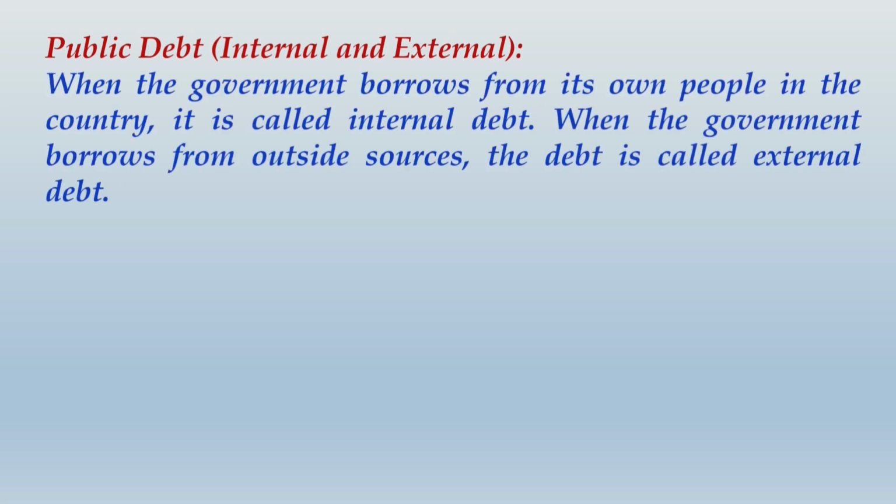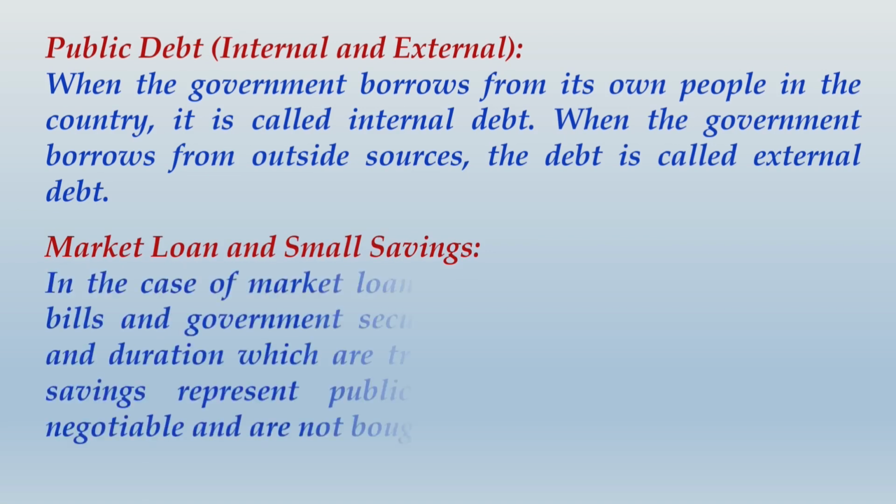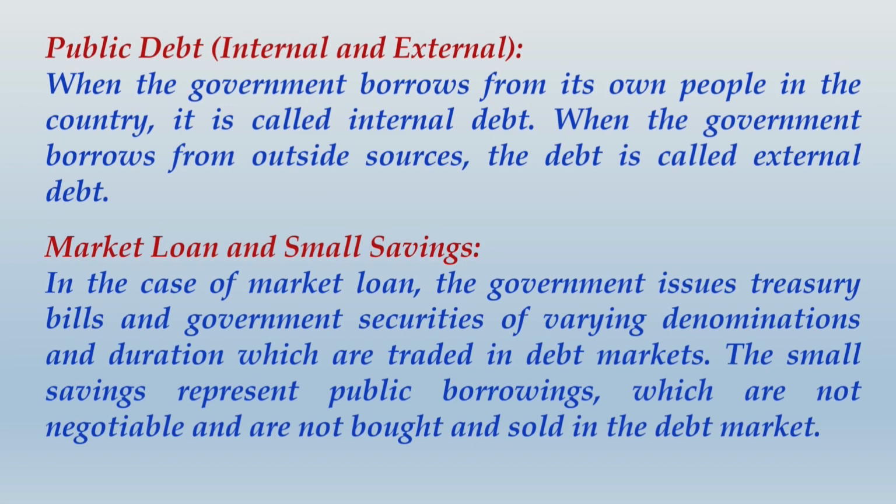So let us write a note on that. When the government borrows from its own people in the country, it is called internal debt. When the government borrows from outside sources, the debt is called external debt. Now there could be even market loan and small savings. In the case of market loan, the government issues treasury bills and government securities of varying denominations and duration which are traded in debt markets. The small savings represent public borrowings which are not negotiable and are not bought and sold in the debt market. So please write up these two paragraphs and then I take you ahead.